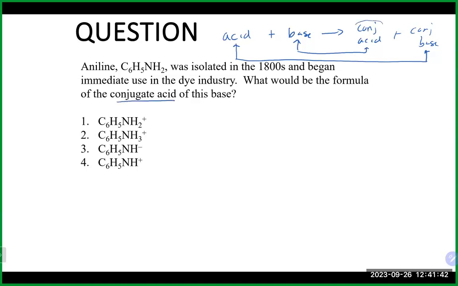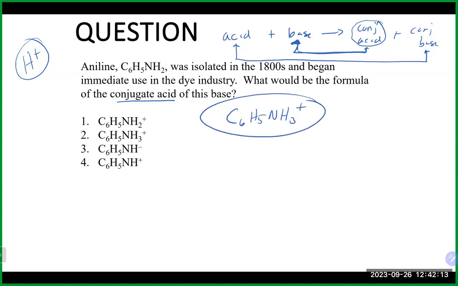So if they did not tell you that was a base, you could think about it backwards and you would know that what you're looking at is a base. You should hopefully know that the only thing you need to do is an H plus, either put it on or take it off. And that's kind of the hard part sometimes. In this case, the definition of a base is something that will accept the H plus. So we actually want to put on the H plus. So that means we have C6H5NH3 plus in this case.